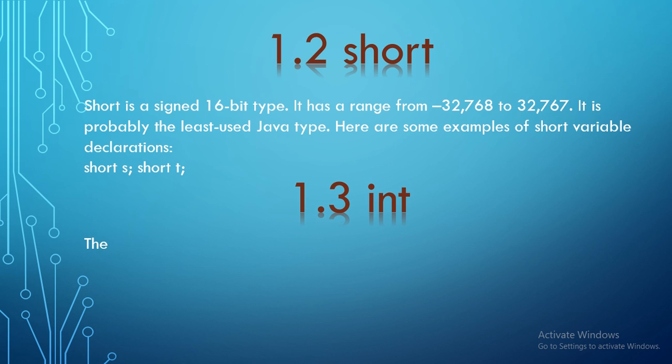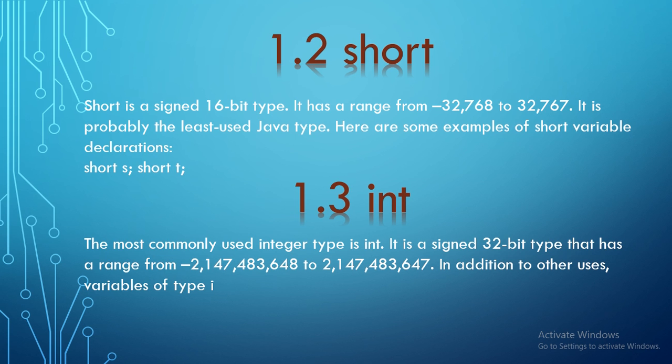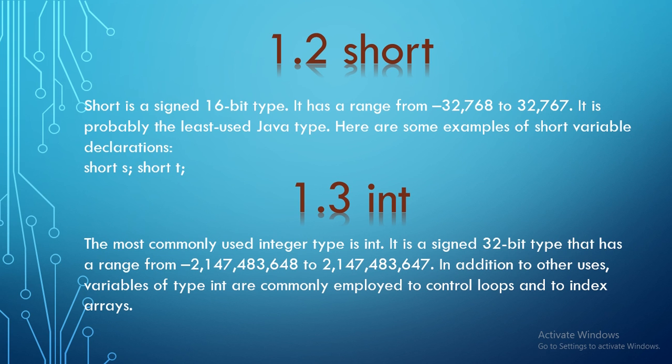Third one is int. The most commonly used integer type is int. It is a signed 32-bit type that has a huge range, from minus 2147 and so on to plus 2147 and so on. In addition to other uses, variables of type int are commonly employed to control loops and to index arrays.